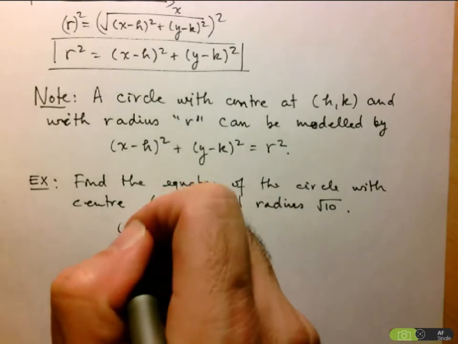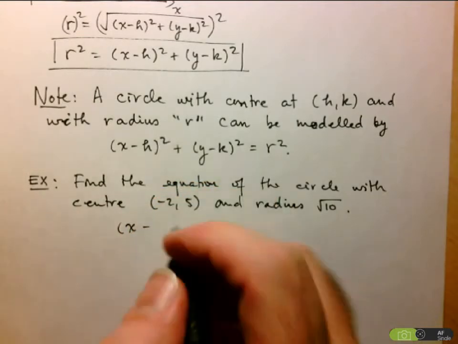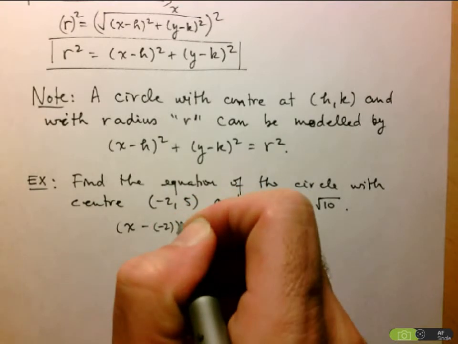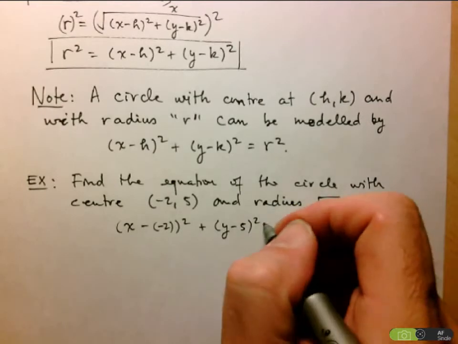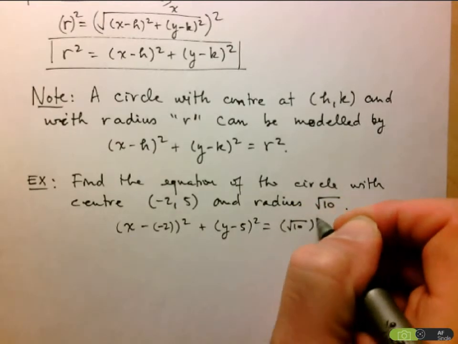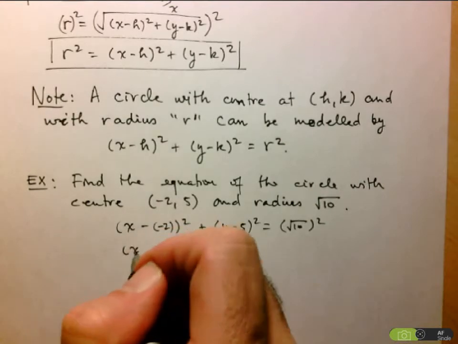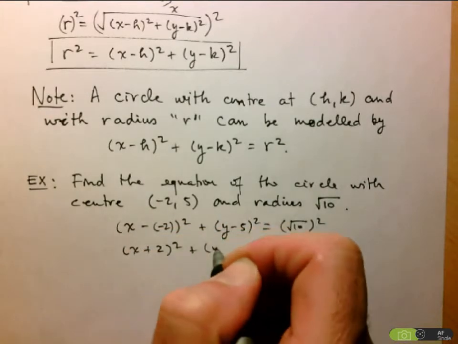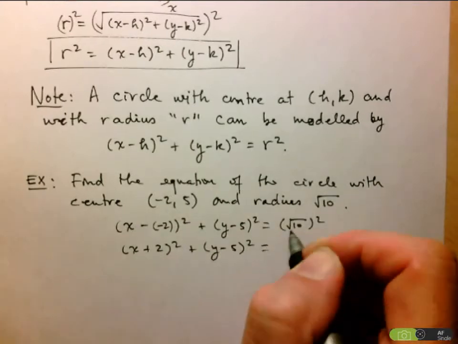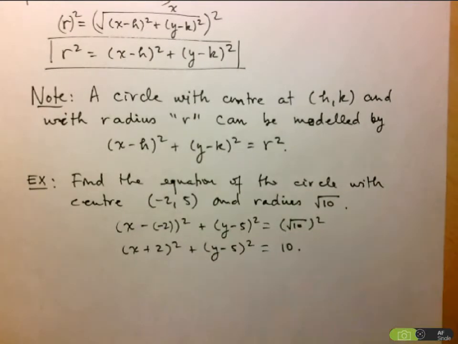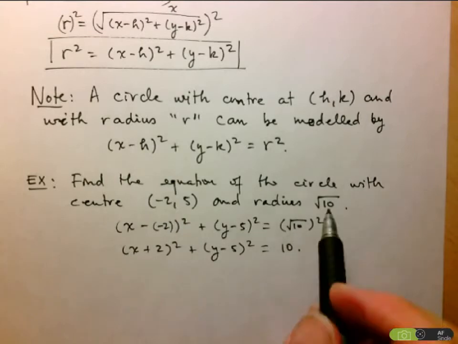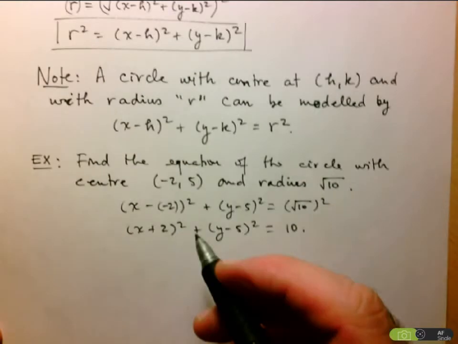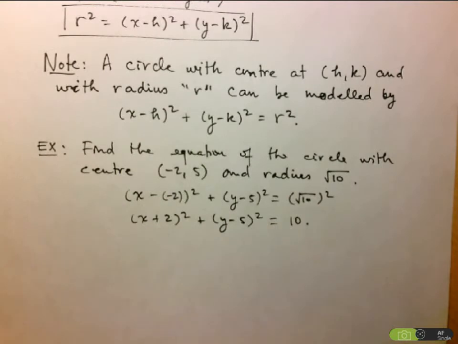Okay, so all we have to do is plug this into the equation. So here we have x minus the x component of the center, negative 2 squared, plus y minus the y component of the center, 5 squared, is equal to the radius squared. And if we clean this up, we end up with x plus 2 squared plus y minus 5 squared equals root 10 squared is just equal to 10. Okay, so this equation describes all the points of the circle that has a center negative 2, 5 and the radius root 10.